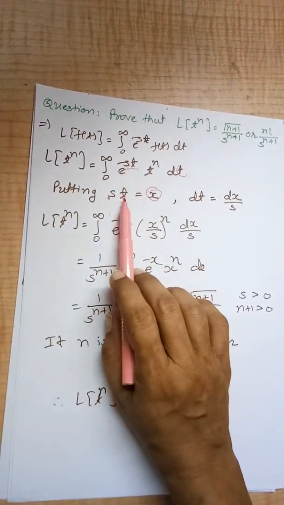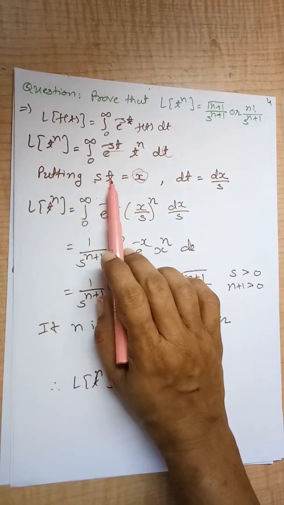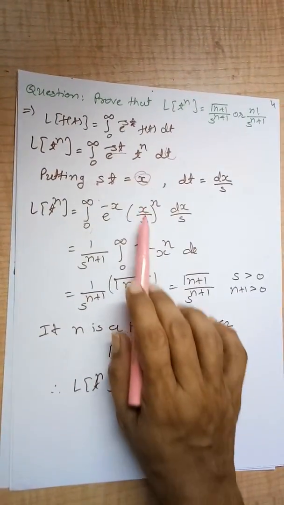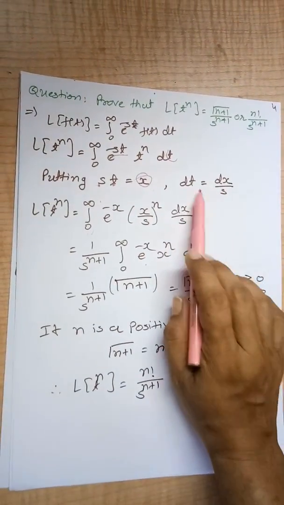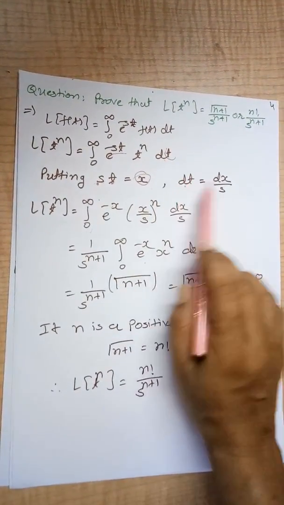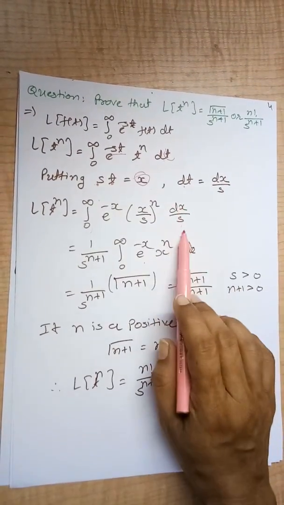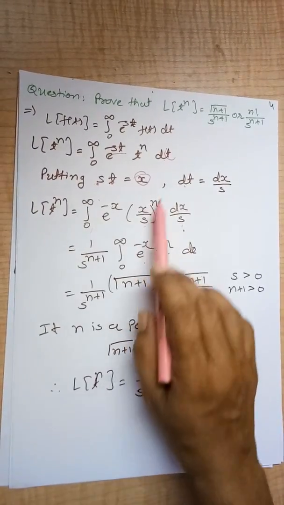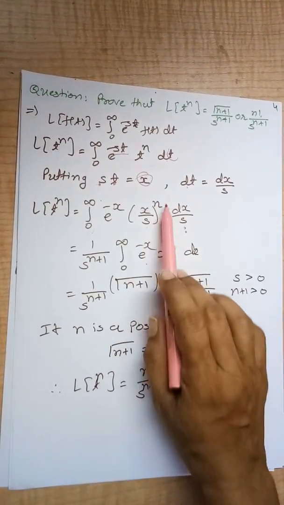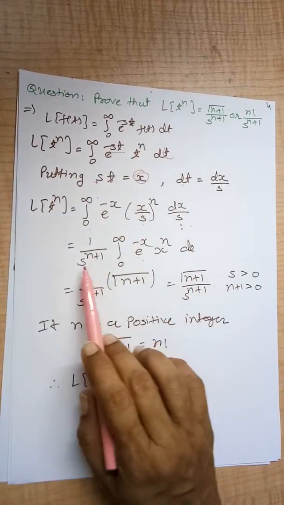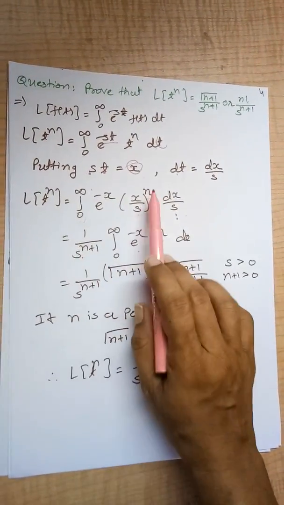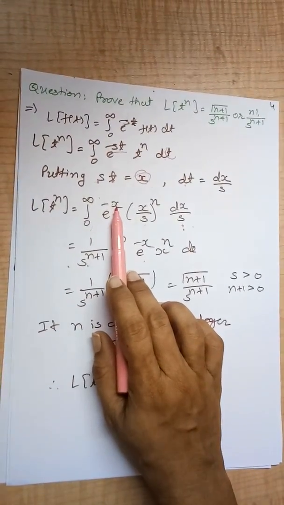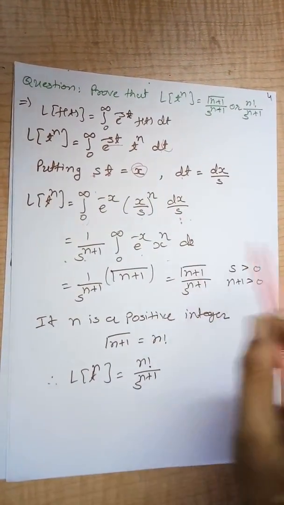If we take t as the subject, t is x by s, so in place of t we write x by s whole raised to n, and dt is dx by s. Students, here the power of s is n and this is 1, so the total is s raised to n plus 1. We write s raised to n plus 1 outside the integral. So the remaining term is e raised to minus x, x raised to n dx.